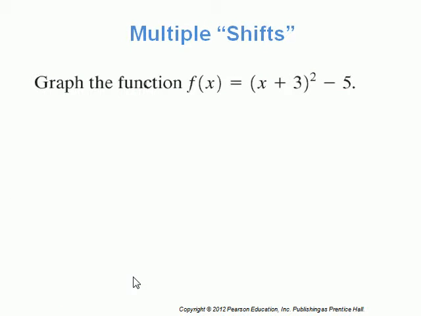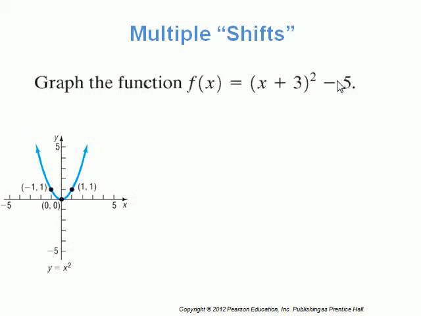Of course, we can combine all this together and have something with multiple shifts. So you look right here, you're like, oh, there's a plus 3. I know I'm going to shift a certain way. There's a minus 5. I'm going to shift a certain way. So if we perform these, we start with an x squared. We know that was our baseline graph.